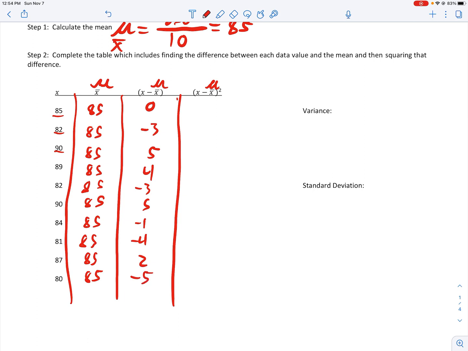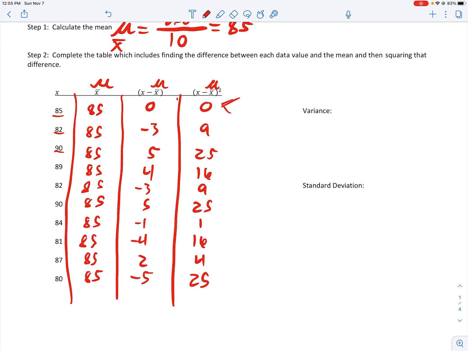And then the last column takes what we just subtracted and we're going to square it. So x minus x bar squared, or x minus mu squared. So we're going to now square those 10 numbers that we just got. So 0 squared is 0. Negative 3 squared is 9. 5 squared, 25. 16, 9, 25. 1, 16. 4, 25. Notice all 10 of those numbers should be positive numbers every time because you're squaring. So you should always, in that very last column, have positive numbers. Always positive.